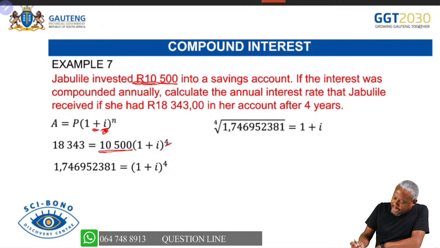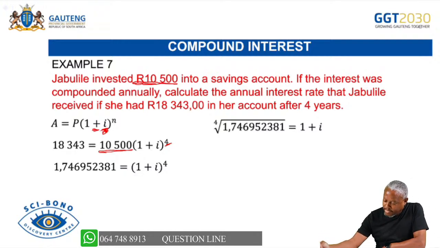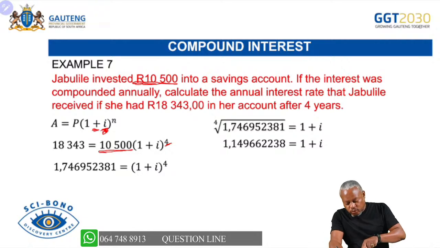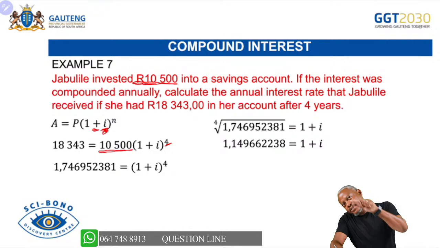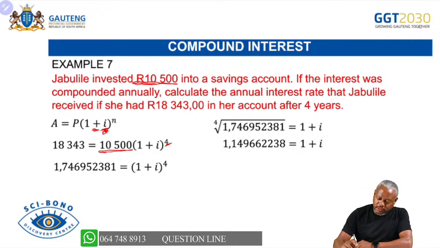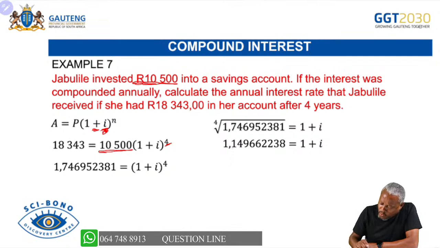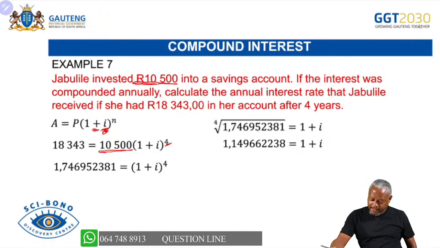Now we are looking for this I. Let us go on. You've got this one. And then the next one, what do we have? You've got this now. So in your calculator, you must get this one. Remember, we're looking for I. So what we need to do is transpose it to that side. So it will be 1,149,662,38 minus 1. Subtract 1. So it will give us how much? It must give us 0,149, etc.